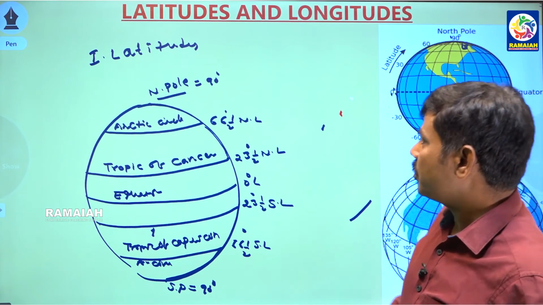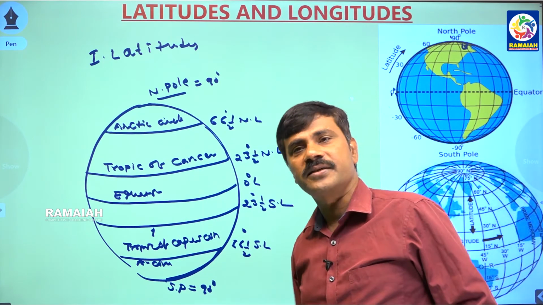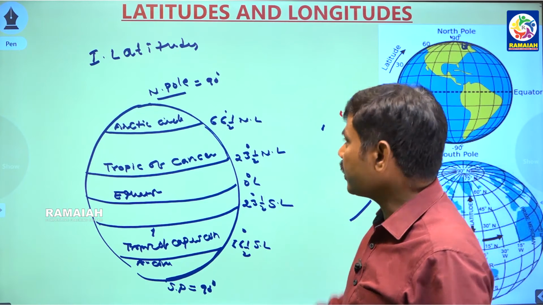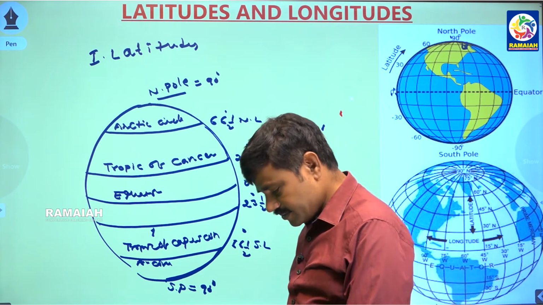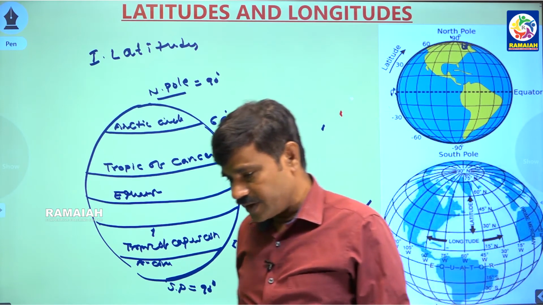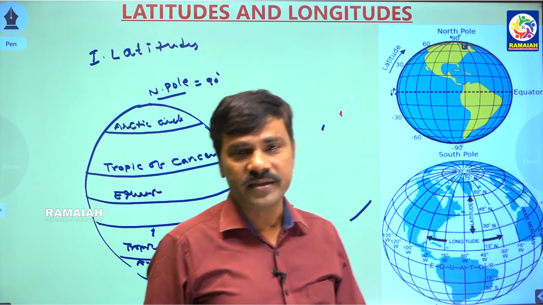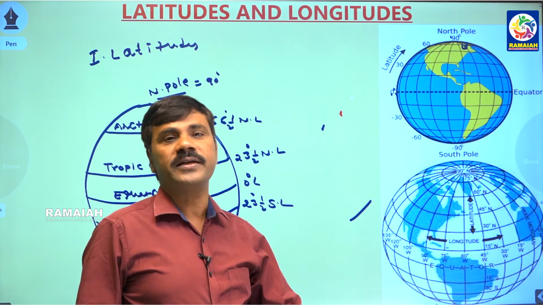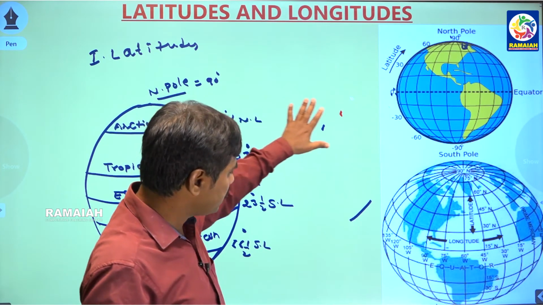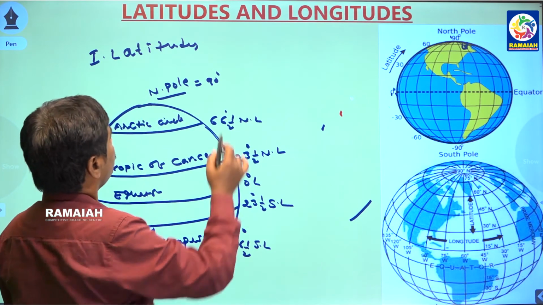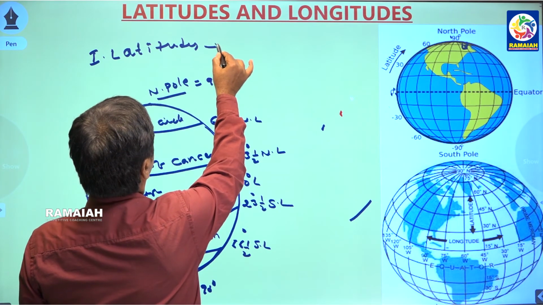By these latitudes, we measure the climate system, temperature, forest area, and also the rainfall system. Everything here is important because of these latitudes. To find the distance between any two countries or any two continents, these latitudes are very important. These are very important latitudes on Earth's surface.